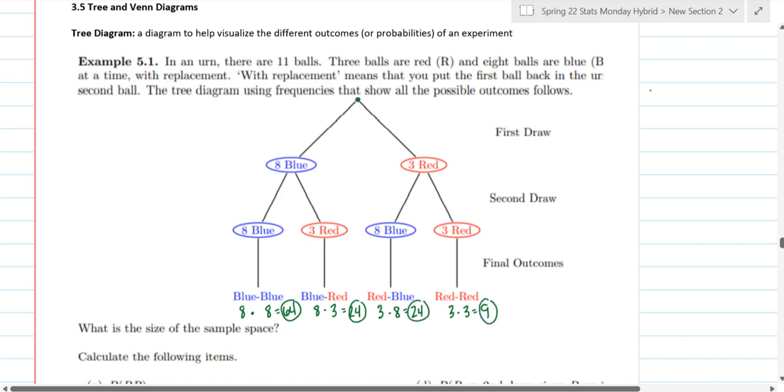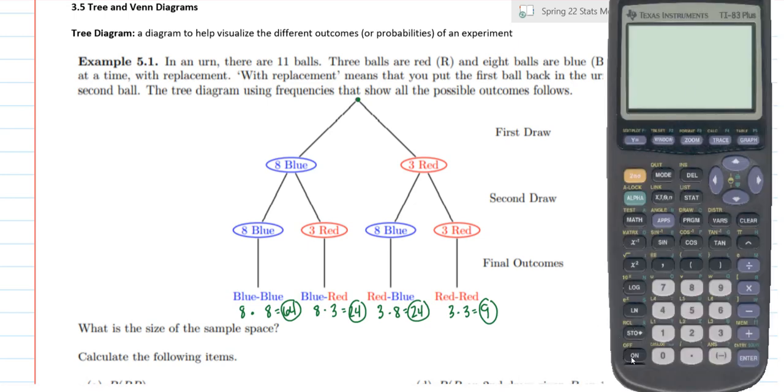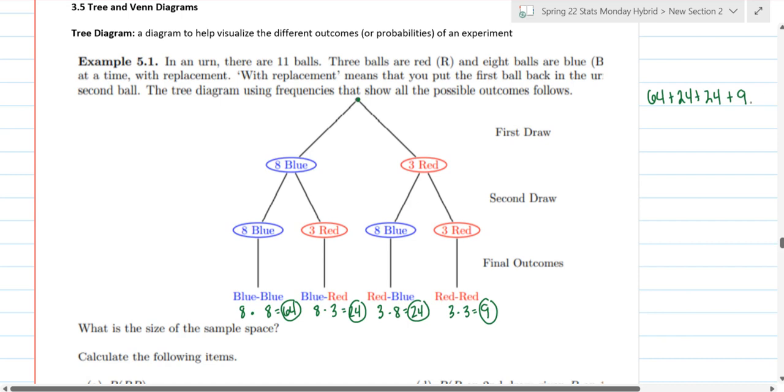Now, if I add all of these together, that is going to give me, let's see here, 121. So there are 121 different ways that I could draw these balls, because you could have B1, B2, B3, all the way through 8, or red 1, red 2, red 3, all the way through 8. That's going to be the size of my sample space.